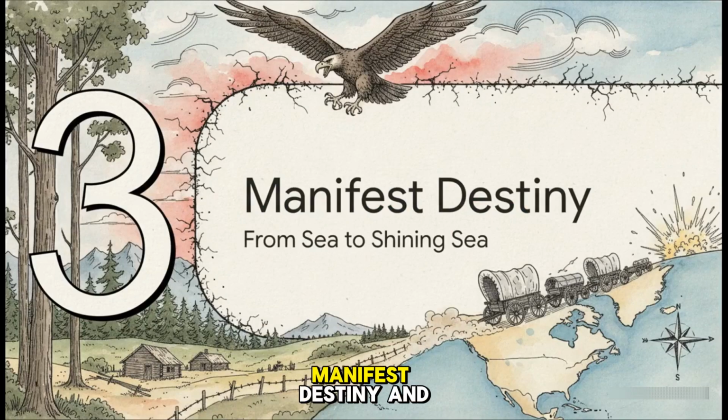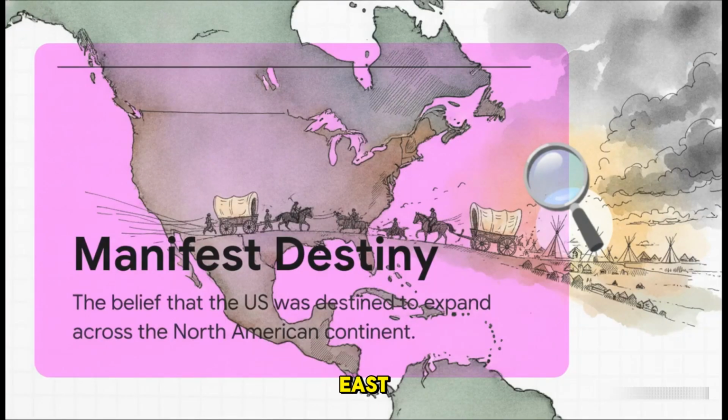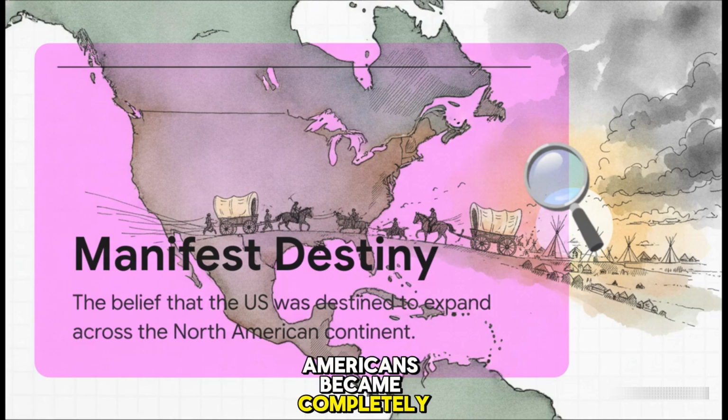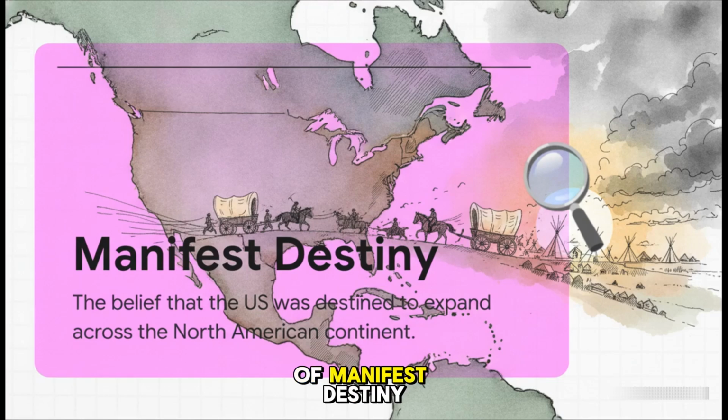Part 3. Manifest Destiny and Expansion. From Sea to Shining Sea. That delay back east allowed the young nation to turn its gaze westward, driven by a seriously ravenous hunger for land. Americans became completely enamored with this concept of manifest destiny.